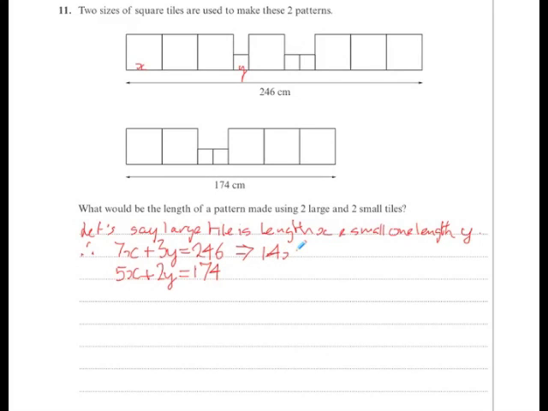So we're going to multiply the top one by 2, and that gives us 14x plus 6y equals 492. And we're going to multiply both sides of the equation for the bottom one by 3, and that gives us 15x plus 6y equals, and 3 times 174 is 522.